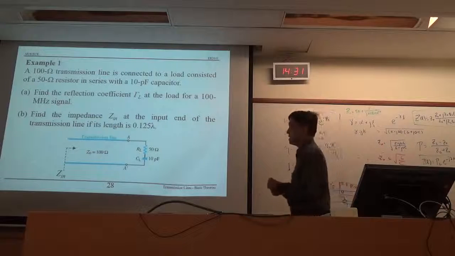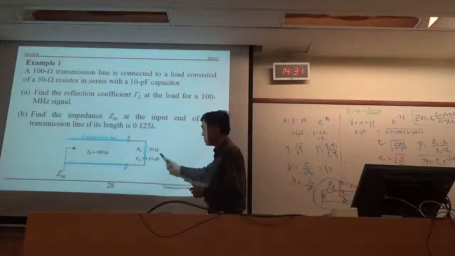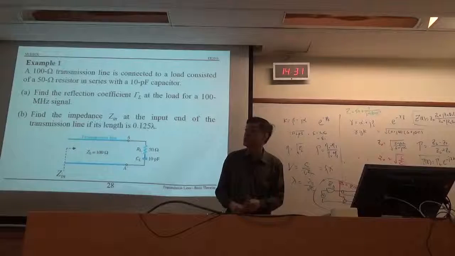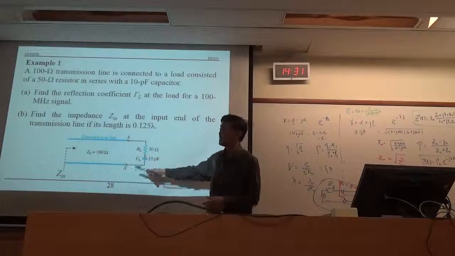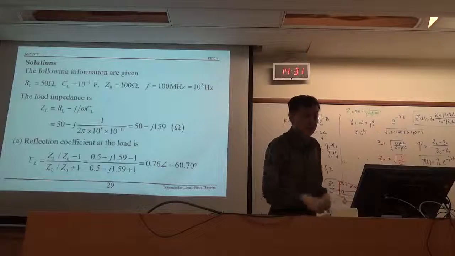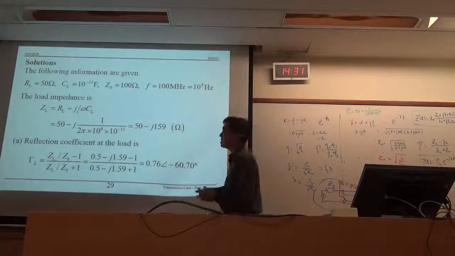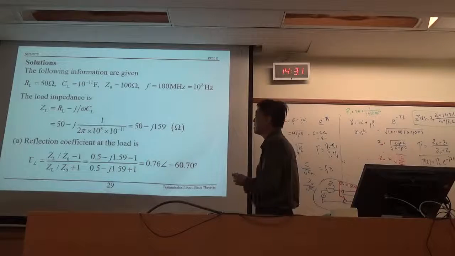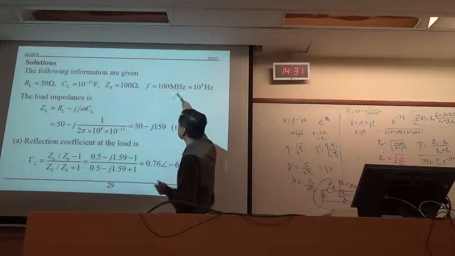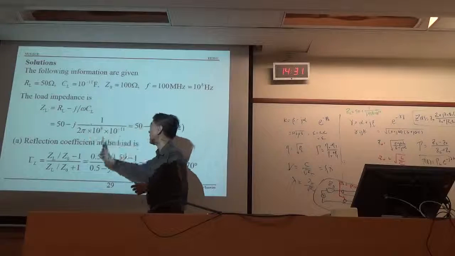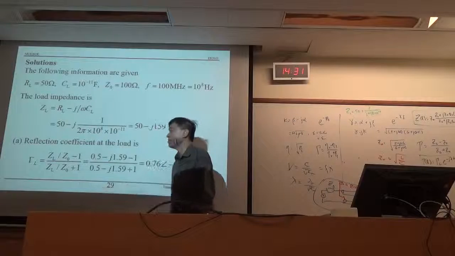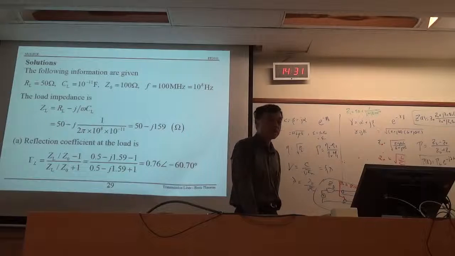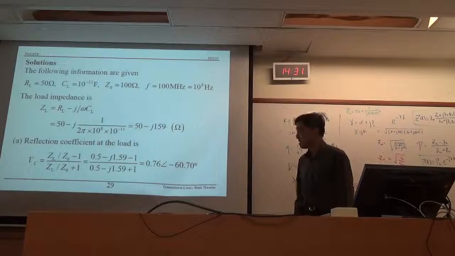So I need the frequency. If I have my ZL, which is equal to 50 plus 1 over j 2 pi times 100 megahertz, I can find the reflection coefficient. So there you go: R equal to 50 ohm, C equal to 10 to the power minus 11, which is 10 picofarad, Z0 equal to 100 ohm, f equal to 100 megahertz. Then we can have ZL, and once we have ZL, the reflection coefficient is equal to ZL minus Z0 over ZL plus Z0.